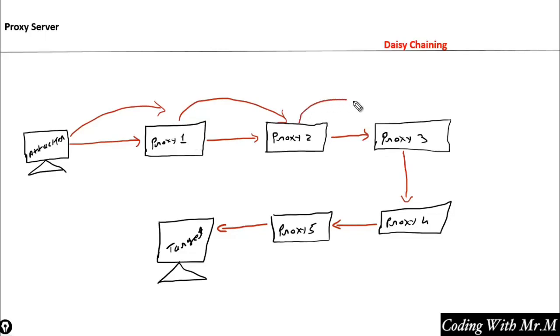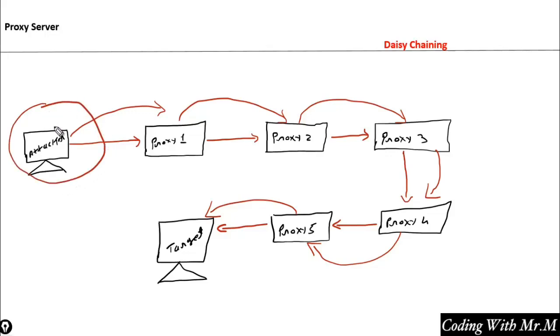Proxy 2 sends the packet to proxy 3, and proxy 3 hides the identity of proxy 2, and proxy 3 sends the packet to proxy 4. Proxy 4 hides the identity of proxy 3, and proxy 4 sends the packet to proxy 5, and proxy 5 sends the packet to the target machine. So it is very complex to track the record of this attacker's machine, because the attacker goes through many proxy servers to reach the target machine to hide its identity.